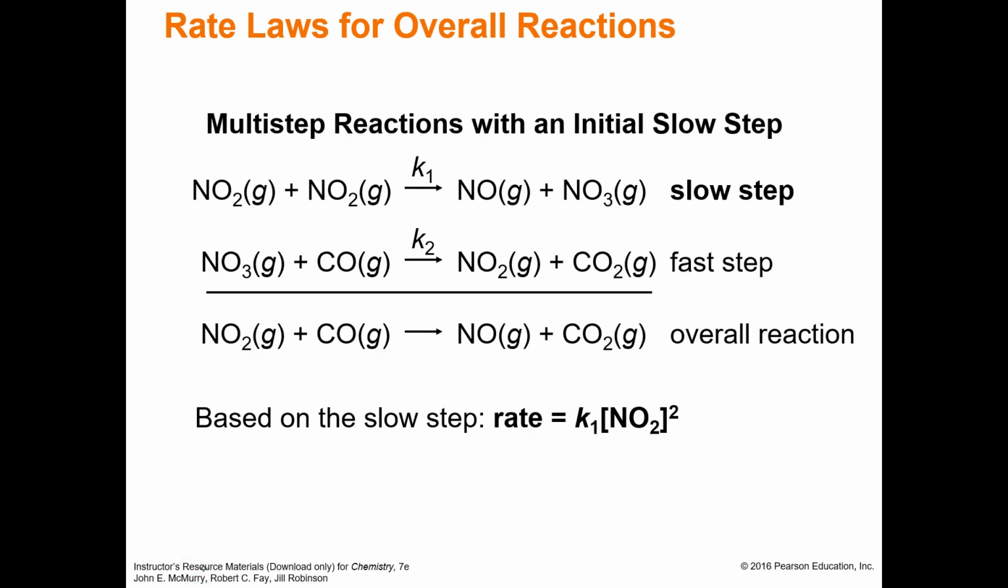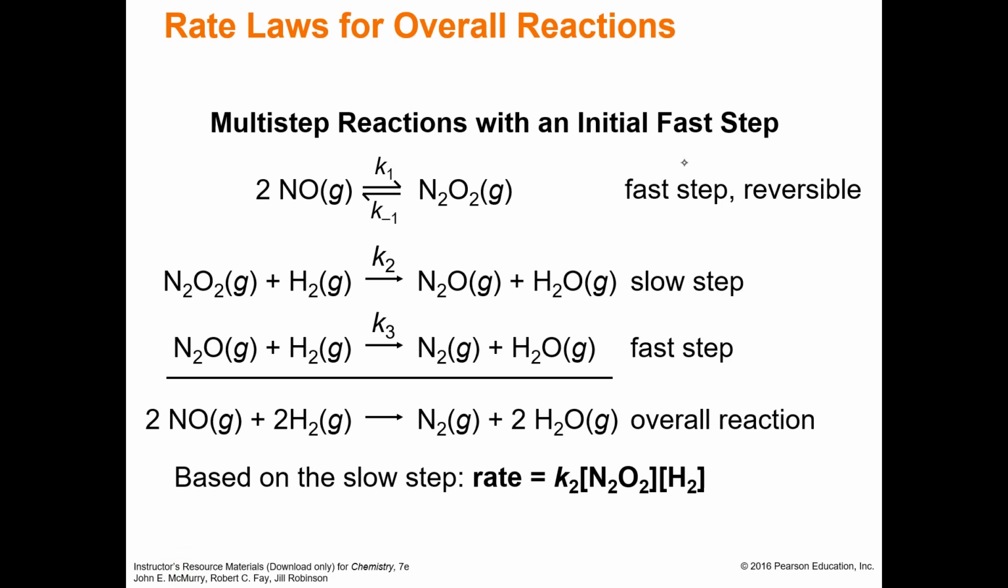So for example, if we go back to our example where we have NO2 plus CO gives us NO plus CO2, the first step of this is the slow step. The second step proceeds quickly compared to the first step once this first step happens. So the rate law is actually going to be based on the first part of this, and carbon monoxide doesn't even appear in the rate law.